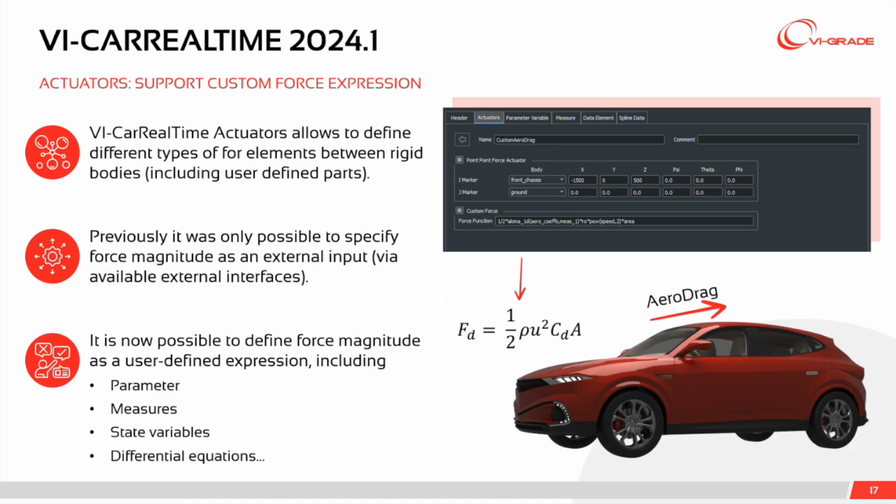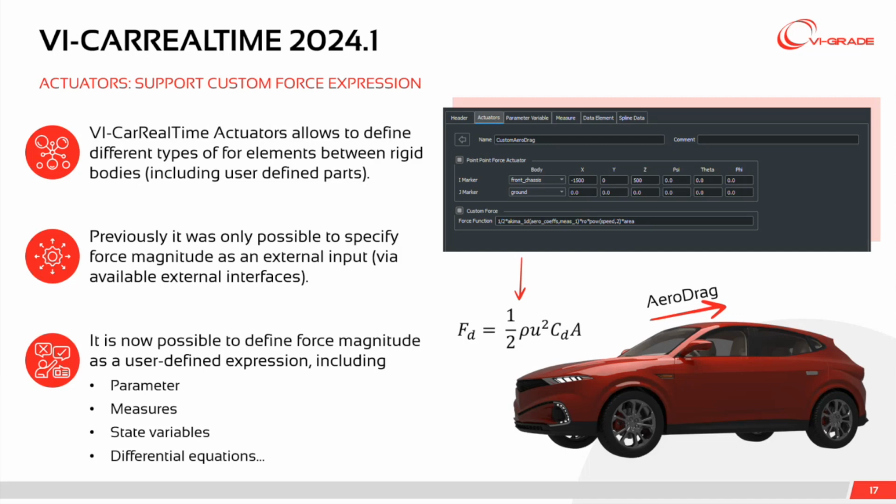Another functionality that we introduced recently in VI-CarRealTime and that we announced in 2024.1 is the definition of actuators. With the 2023 release, we implemented the possibility to define actuators using actuators topology, so it was possible to define in VI-CarRealTime the attachment points and the attachment bodies of actuators, which exist of different types: single component force, inline force, or general force with 6 components.